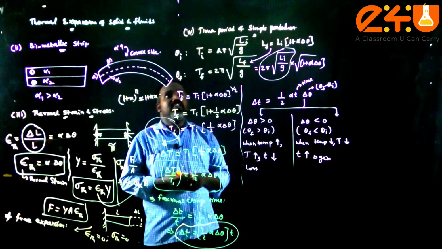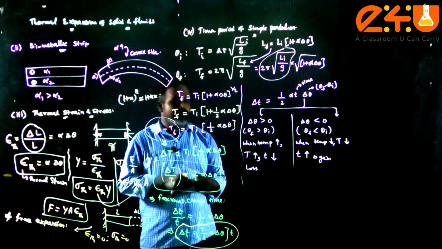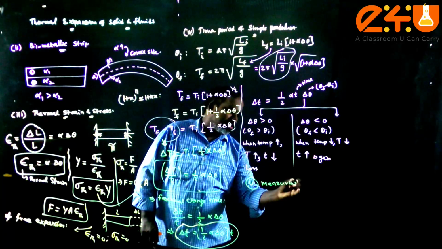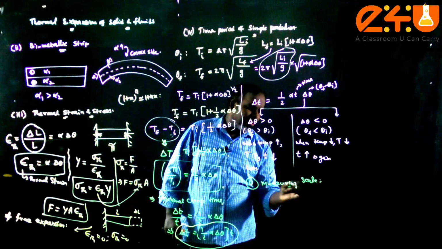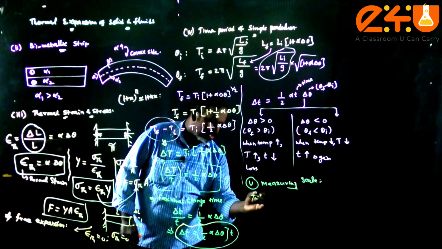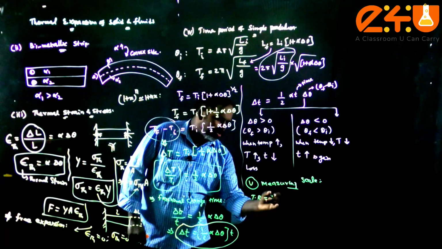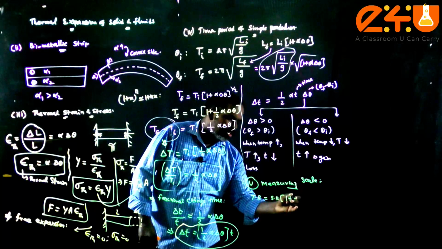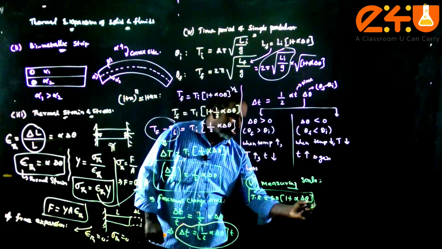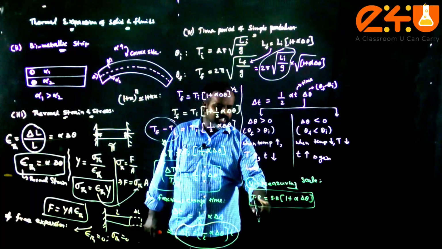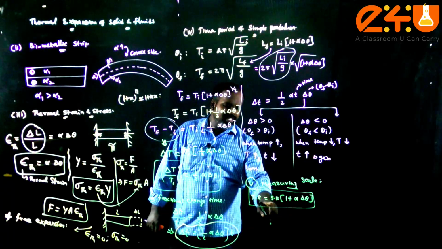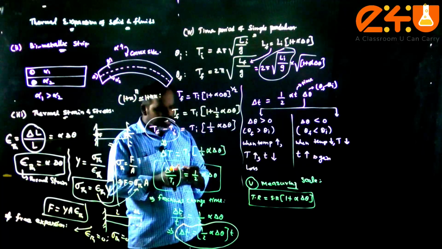So the fifth application is the measuring scale, the effect of thermal expansion on measuring scales. Let us consider the expression: true value or true reading is equal to scale reading into 1 plus alpha into delta theta. This is the formula for scale readings when temperature changes.